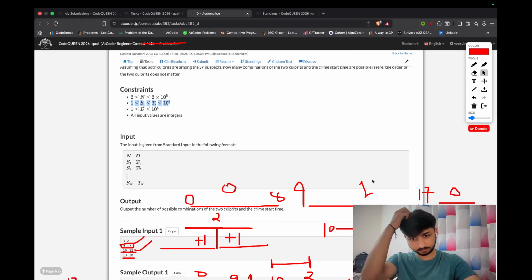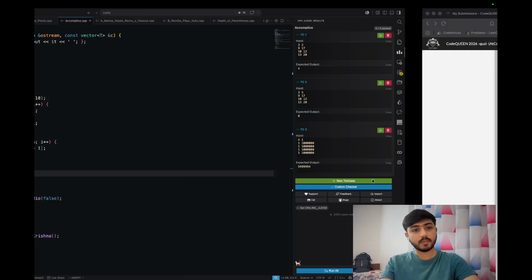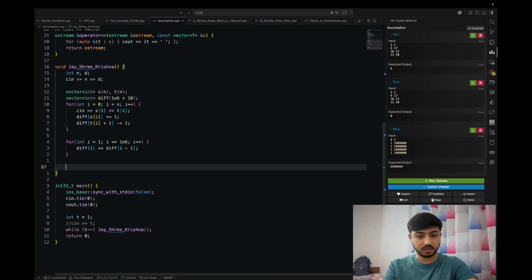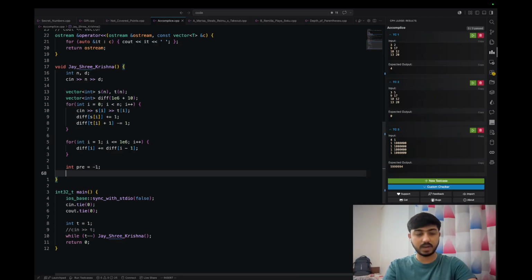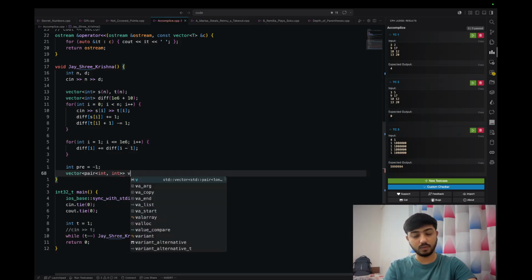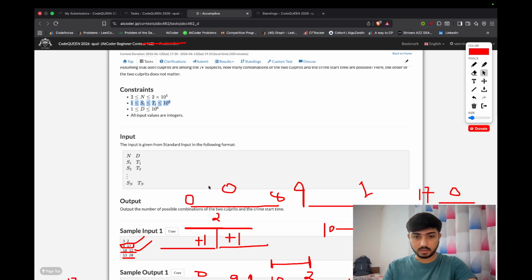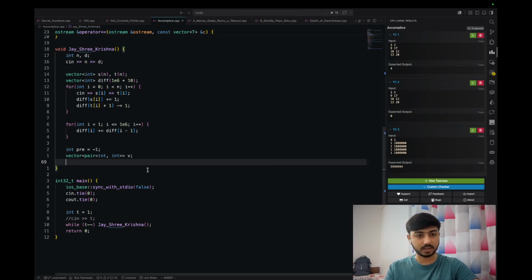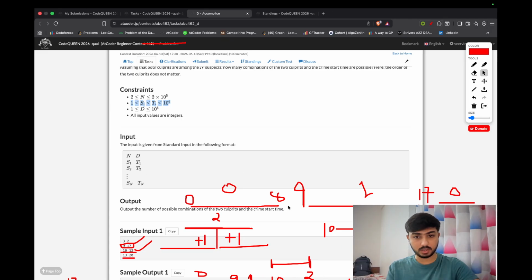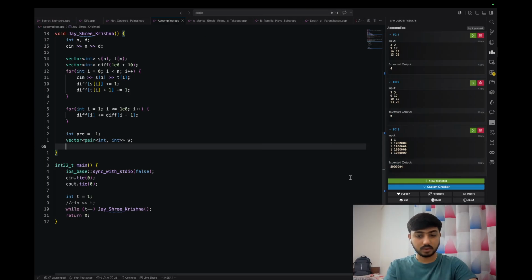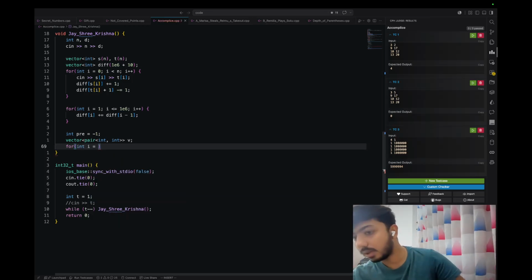These intervals. So what I will do is previous is equal to minus 1. Vector of pair of int comma int v. Let's call it v. Once this change in the difference array happens, it will break the interval. For I is equal to 1.